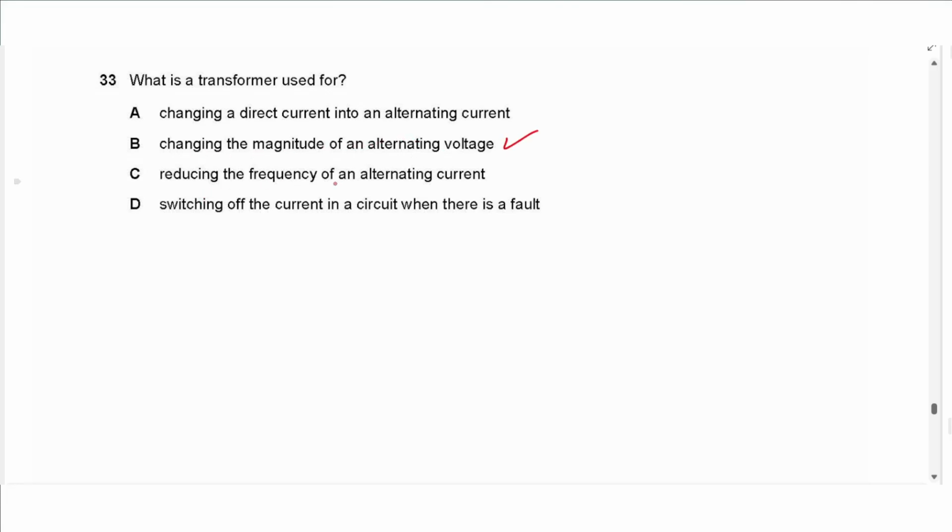Yes. Reducing the frequency? No, it always produces the same frequency. Switching off the current in a circuit when there is a fault? No, that would be the function of a fuse. So the answer here is B.